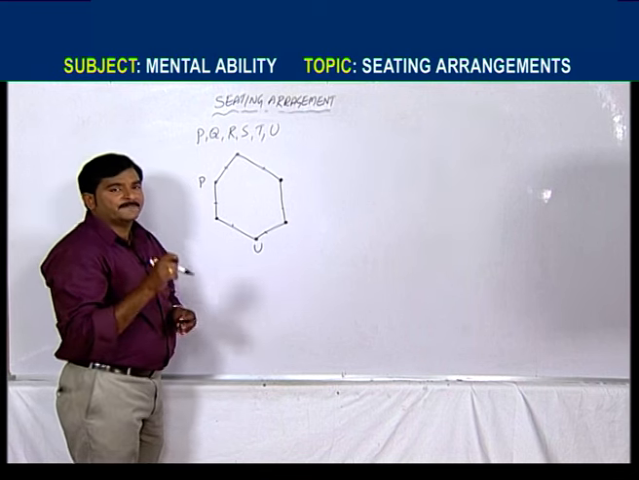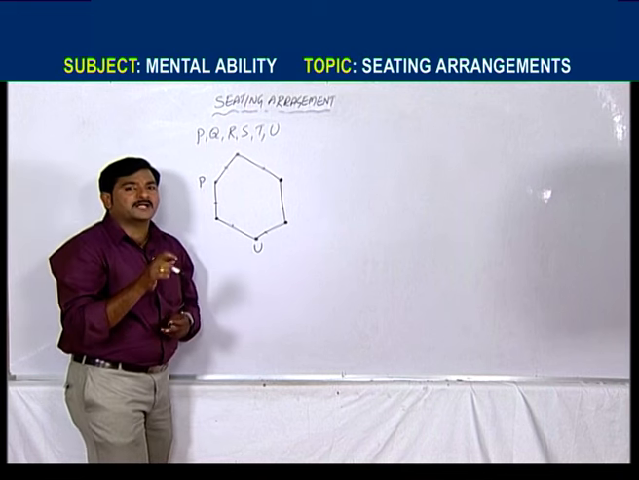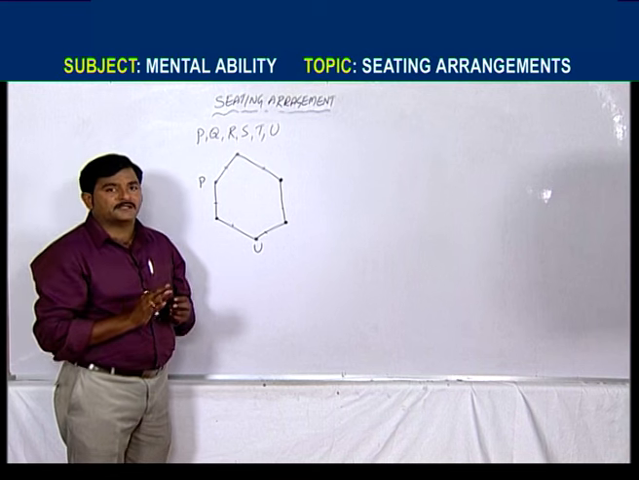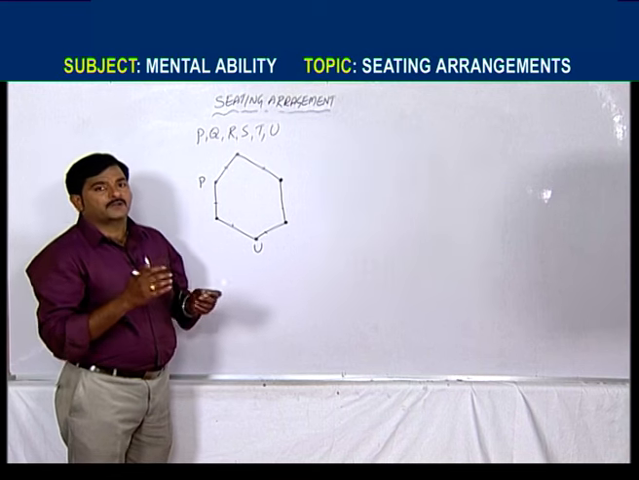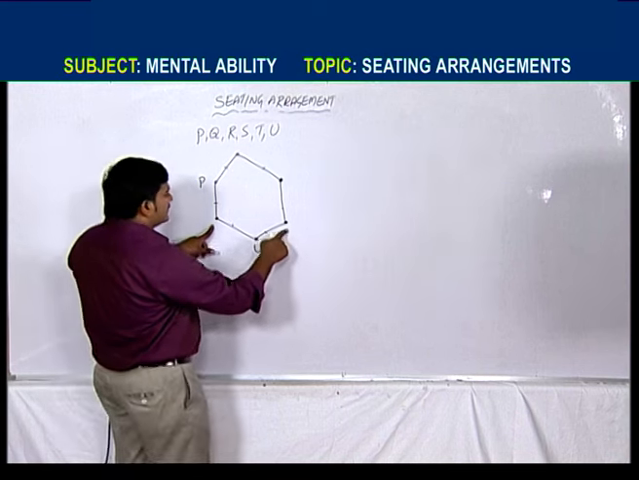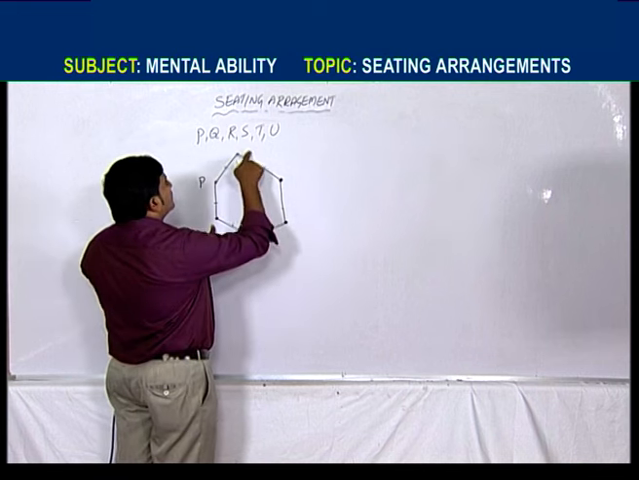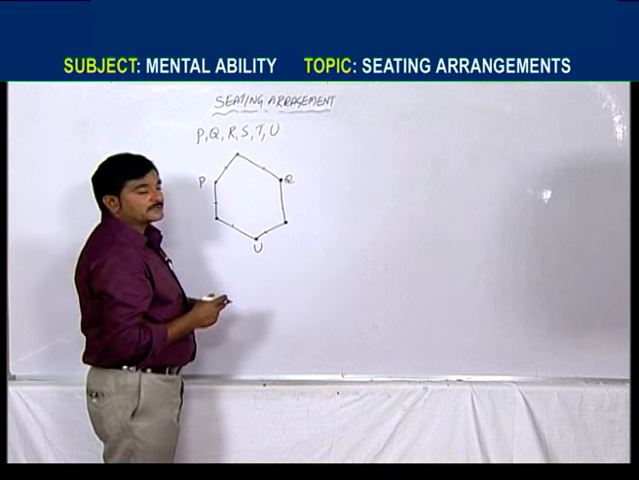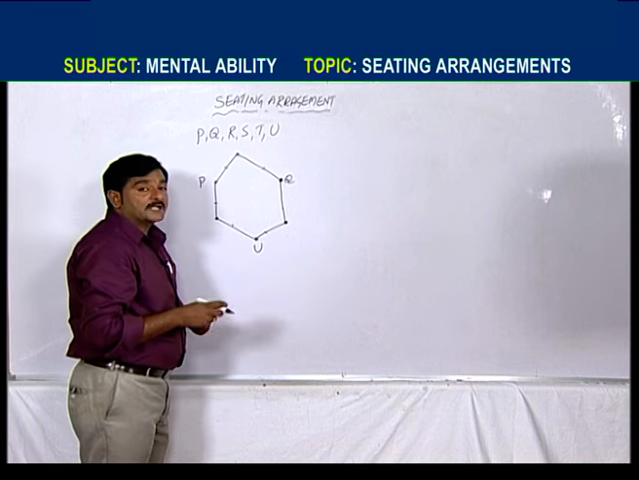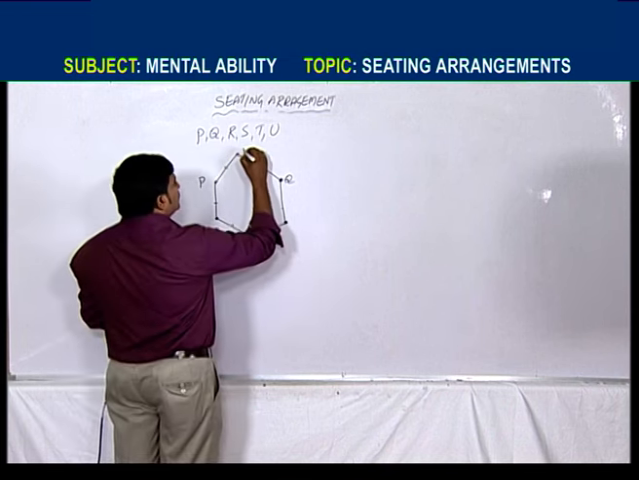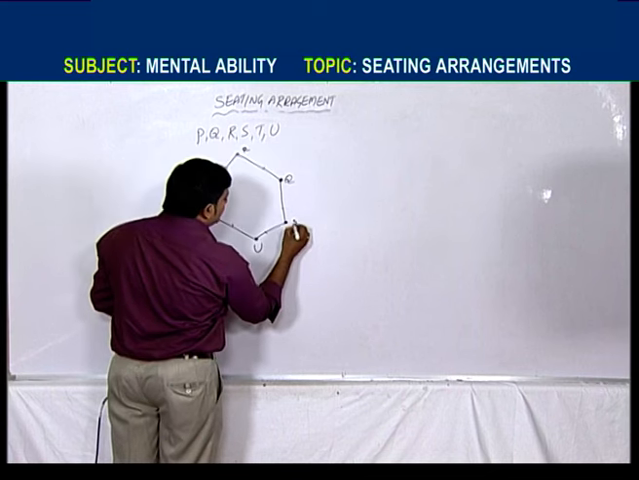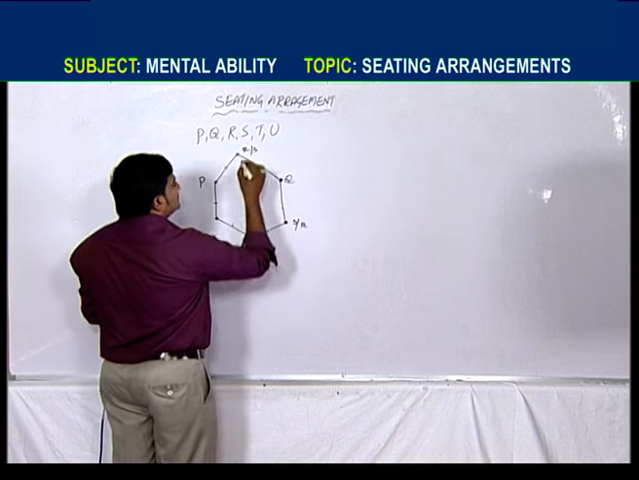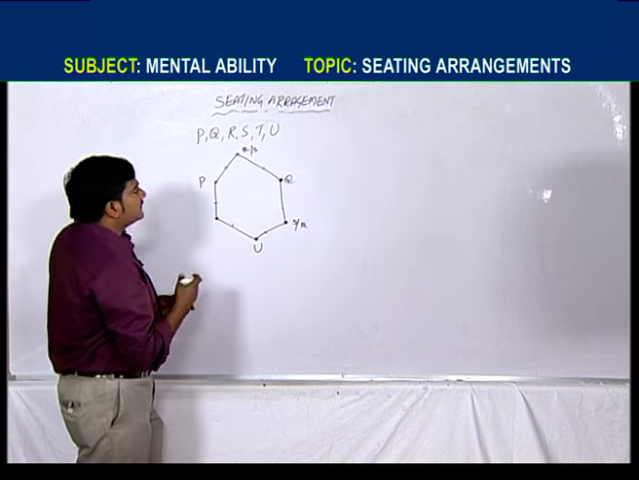Whenever he mentions that Q is the neighbor of R and S, indirectly Q lies in between R and S. So at these three corners Q should not sit, therefore Q may be sitting at that position. Since Q is the neighbor of R and S, here you may get R and here you may get S, or here R and here S. We don't know. We will discuss further conditions.